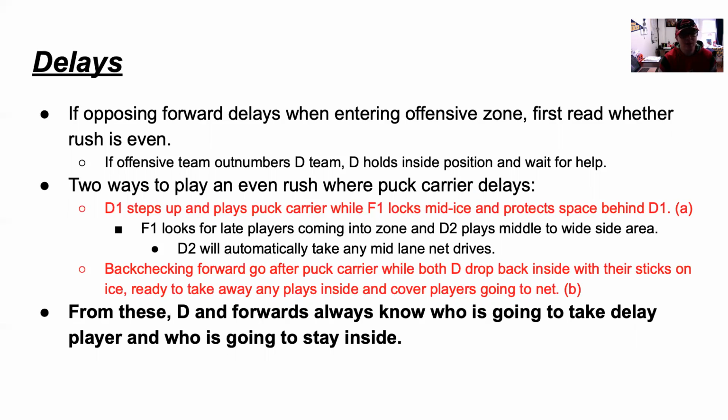F1 looks for the late players coming to the zone, and D2 plays middle to wide side area, and D2 will automatically take any mid-lane that drives. And then we have the back checking forward going to the puck after the puck carrier, while both D drop back inside with their 6 on the ice, ready to take away any plays inside and covering players going to the net, which is diagram B. And from these plays, the D and the forwards always know who's going to take the delay player and who is going to stay inside.